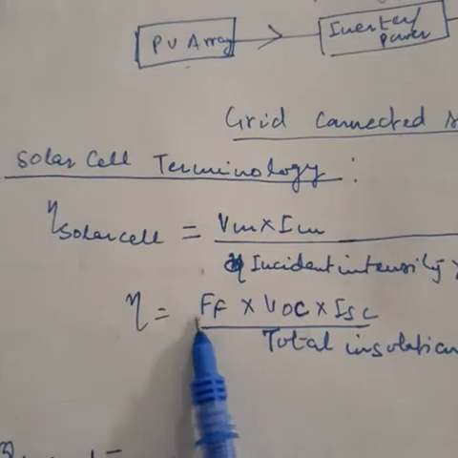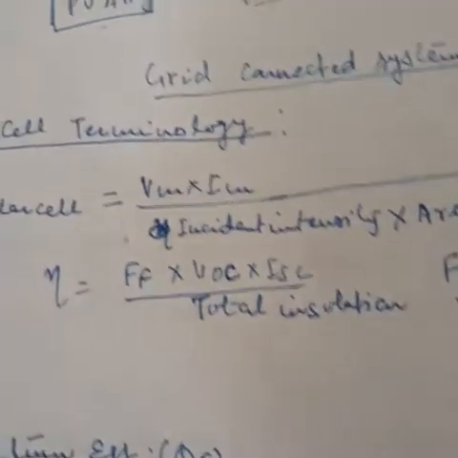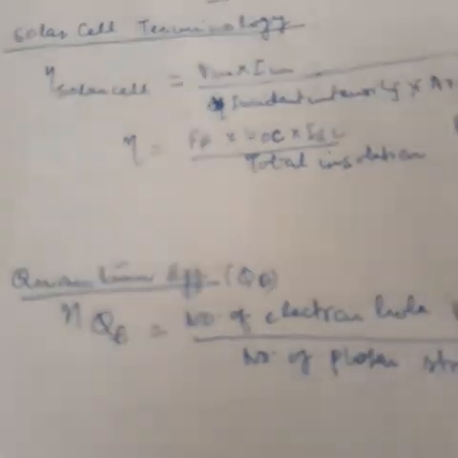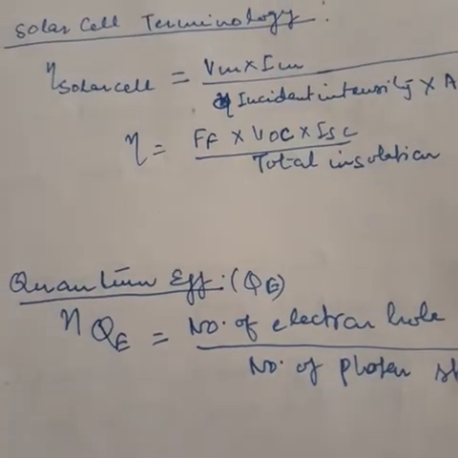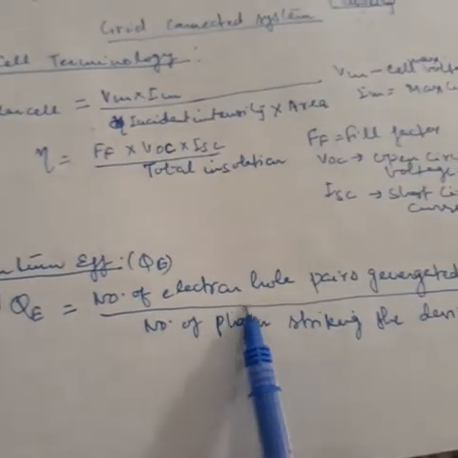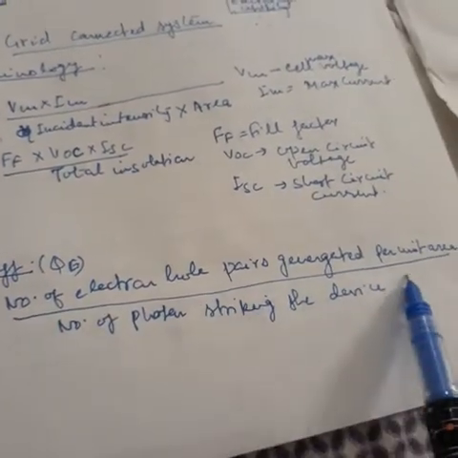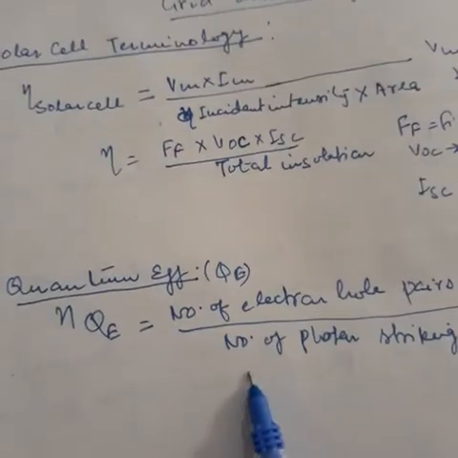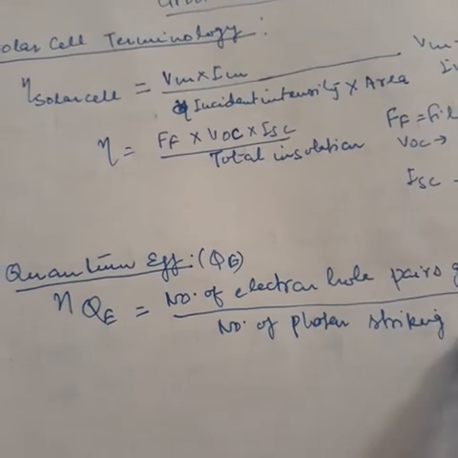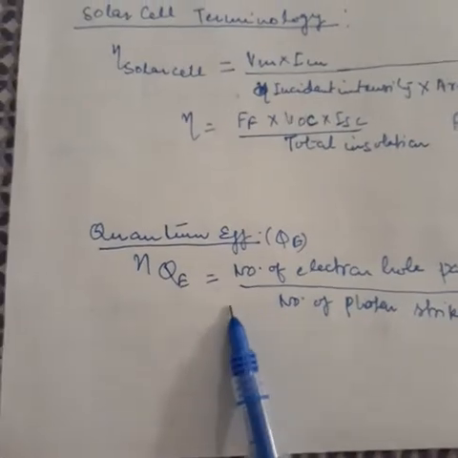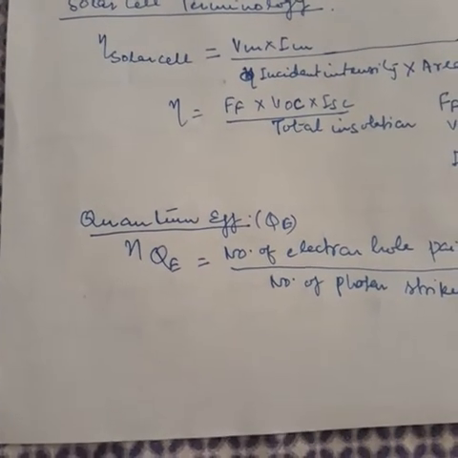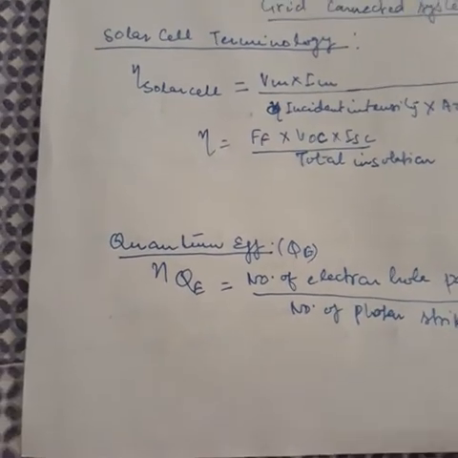This is another formula in terms of the open circuit voltage and short circuit current. Next is the quantum efficiency. Quantum efficiency is indicated by QE. Eta QE is equal to the number of electron hole pairs generated per unit area to the number of photons striking the device.